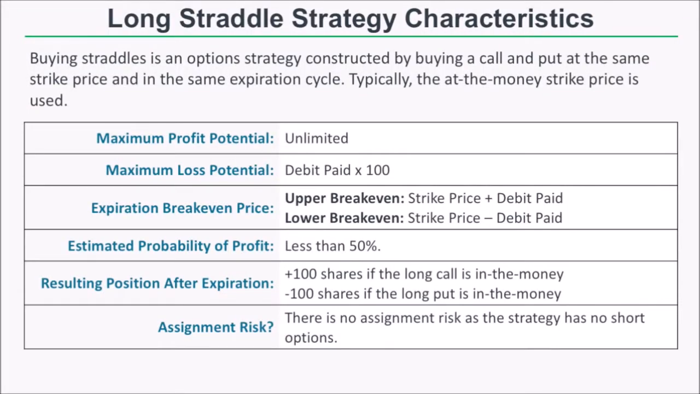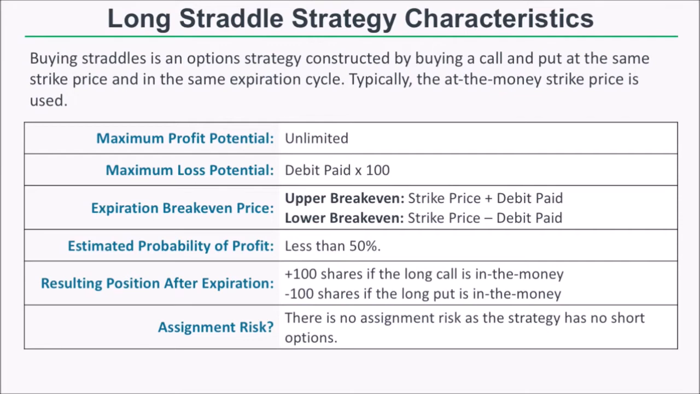Alright, so buying straddles, or sometimes referred to as a long straddle, is an option strategy constructed by buying a call and put option at the same strike price and in the same expiration cycle. Now, most of the time, the at-the-money strike price is used. Now, the maximum profit potential of a long straddle is theoretically unlimited because you do own a call option and there's no limit to how high a stock price can rise.